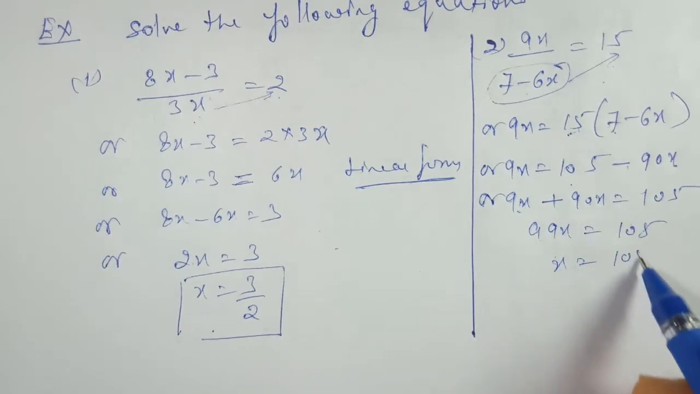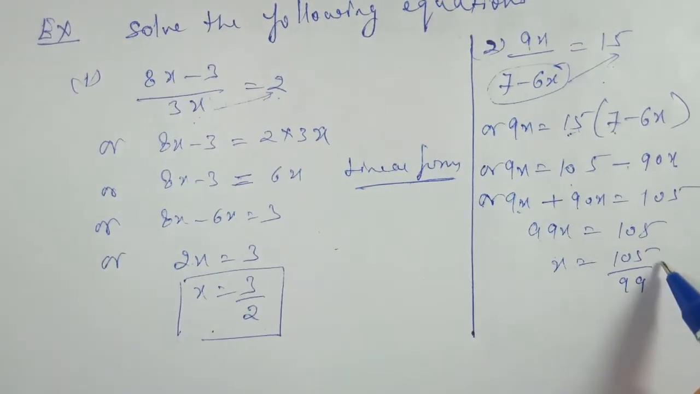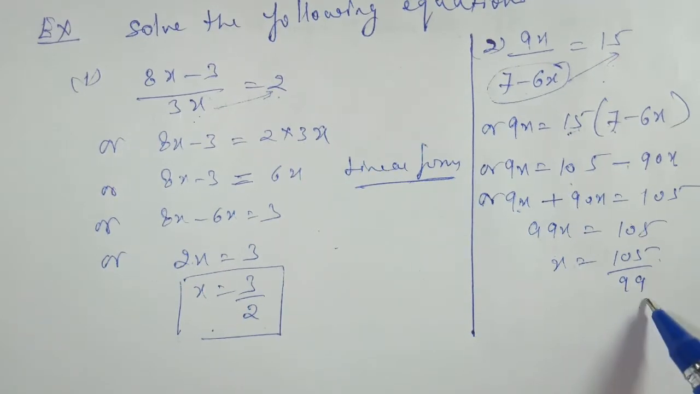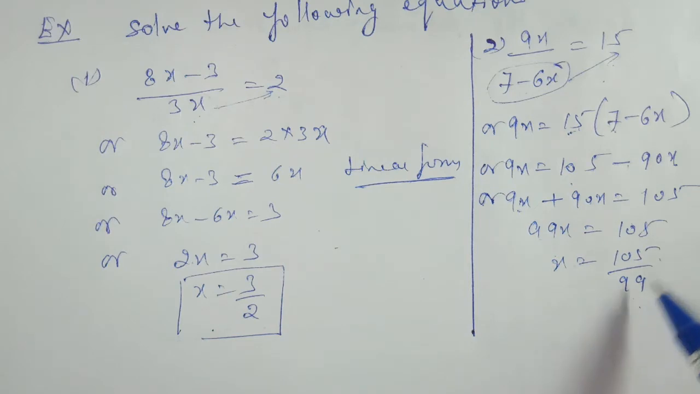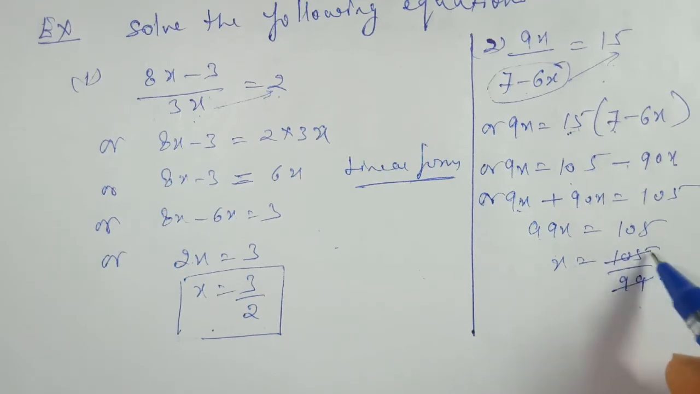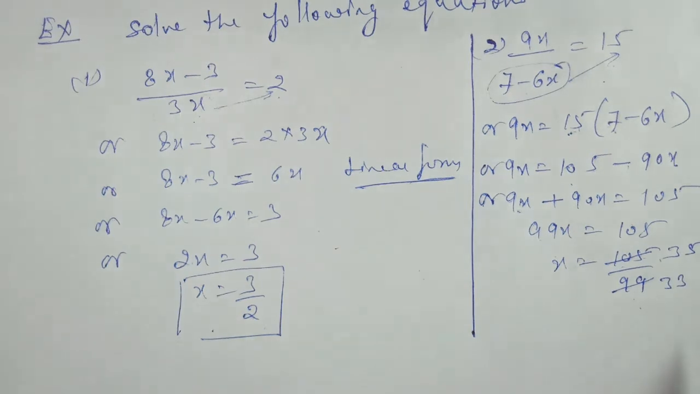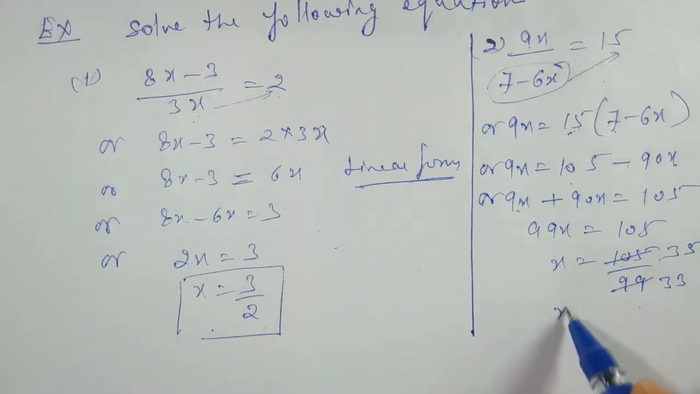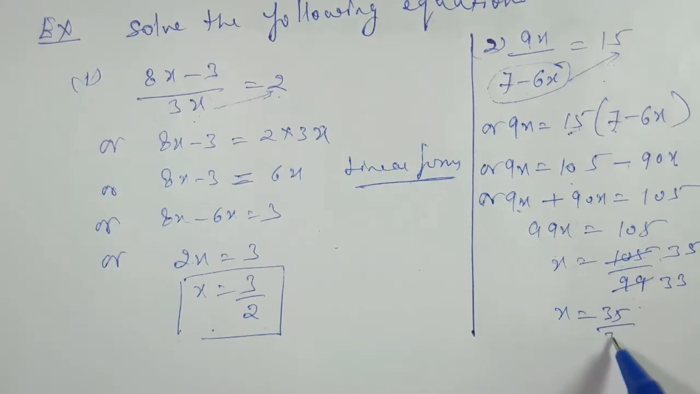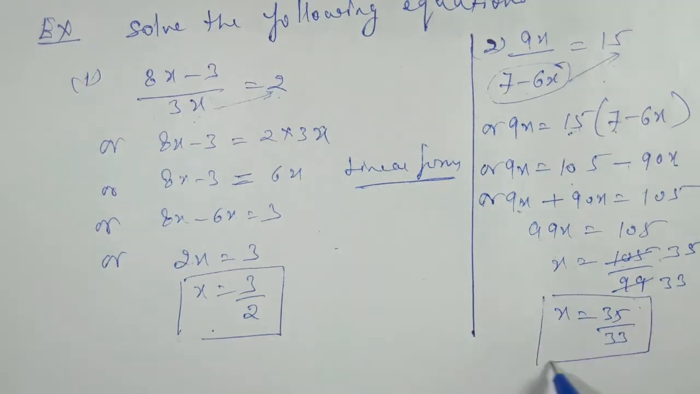Move 99 to the other side. Observe whether the numerator and denominator can be cancelled by any table, then cancel it. We observe that 99 is cancelled by the table of 3: 3 thirty-threes are 99. Again, 105 is also cancelled by the table of 3: 3 thirty-fives are 105. So here we get the value of x equal to 35 upon 33.